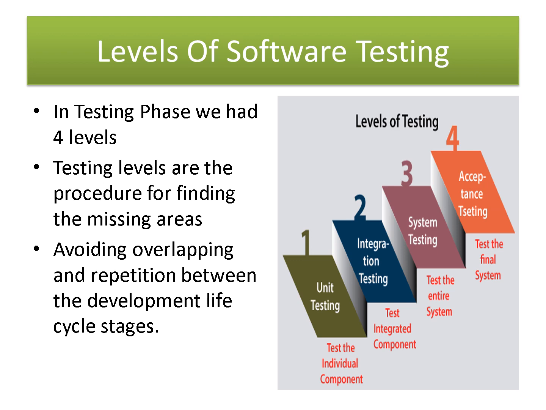Testing levels are the procedures for finding the missing areas. They avoid overlapping and repetition between the development life cycle stages. Friends, we know testing is mostly a validation. That means once the actual build or the software is available to the tester, they execute the application and find the issues. They verify whether all the requirements are implemented or not.